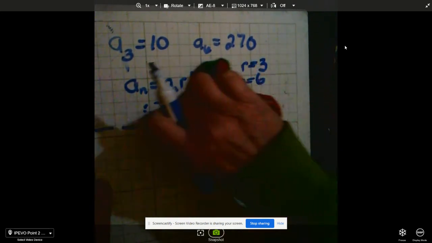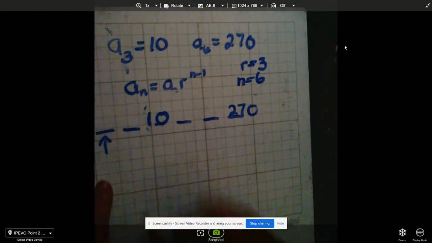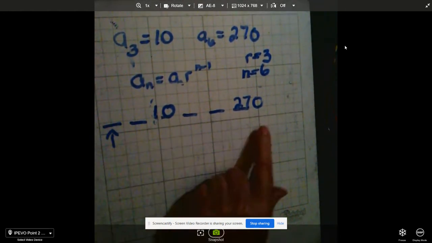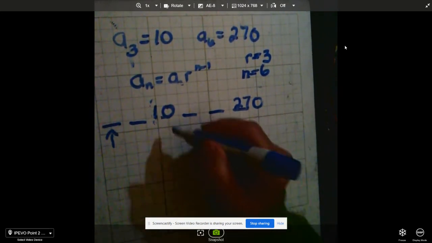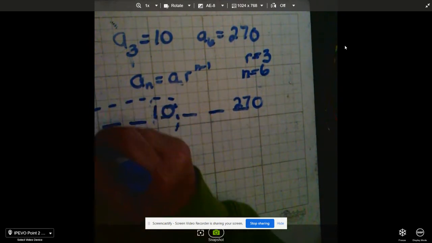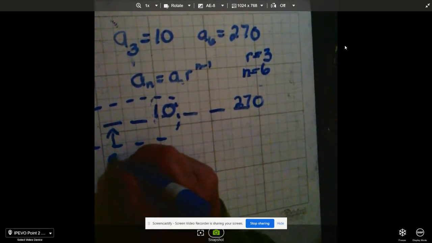But I need to write a rule for the whole thing. So I really need to know what this A1 is. So now we can use the whole sequence, or once again, we could just use this little piece. It doesn't really matter. Let's just use this little piece just so you can see how that works. So let's find A1.